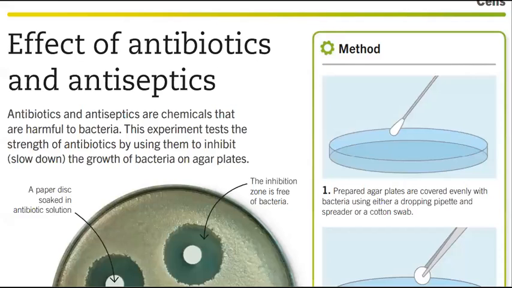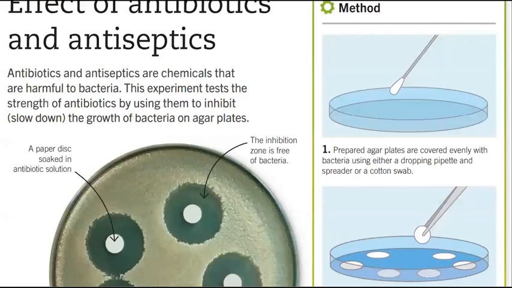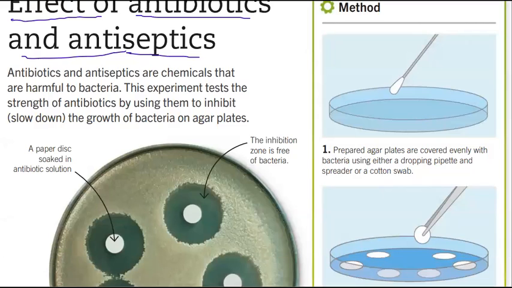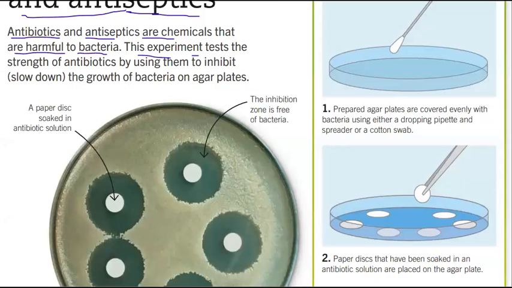Now we will see the effect of antibiotics and antiseptics. Most important topic, common for some of the subjects, biology and chemistry. Antibiotics and antiseptics are chemicals that are harmful to bacteria. And this experiment tests the strength of antibiotics by using them to inhibit the growth of bacteria on agar plates.